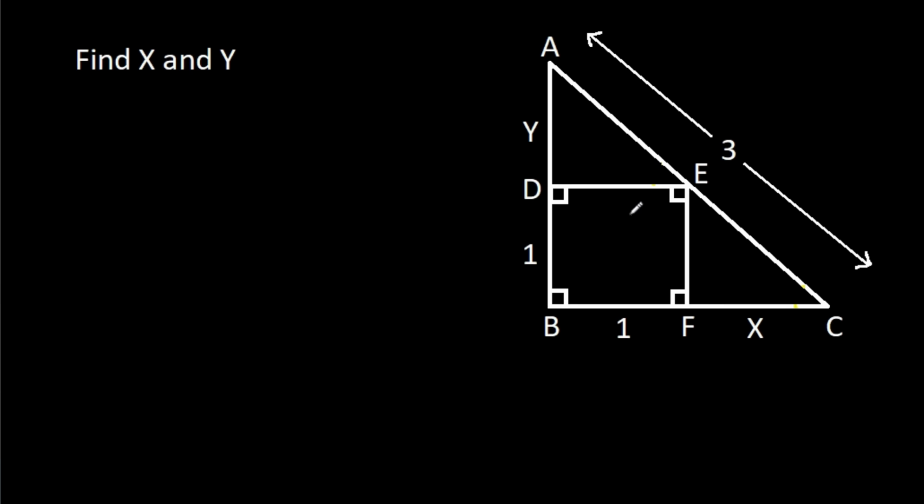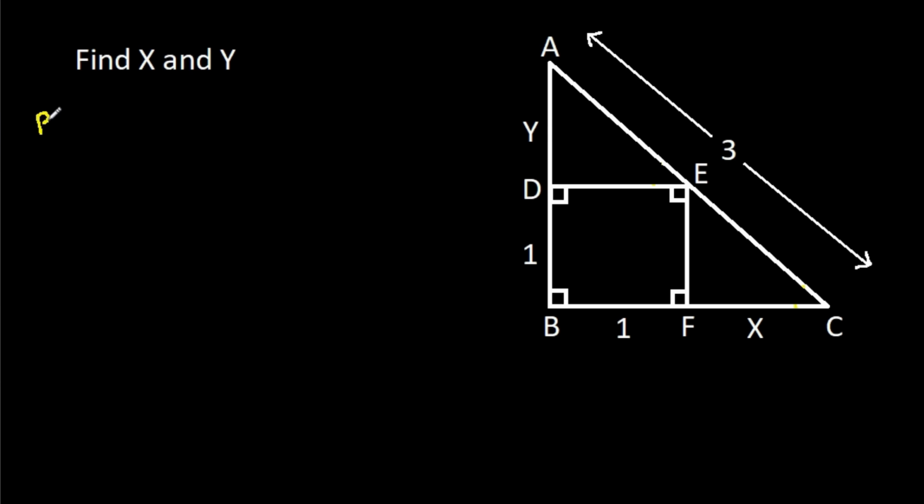In this video, we have been given a square inside a triangle ABC, and BD is 1, DA is y, BF is 1, FC is x, and AC is 3. Then we have to find x and y.